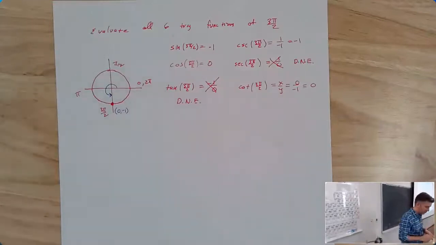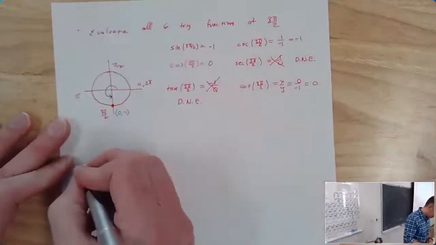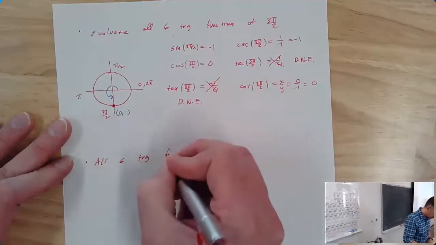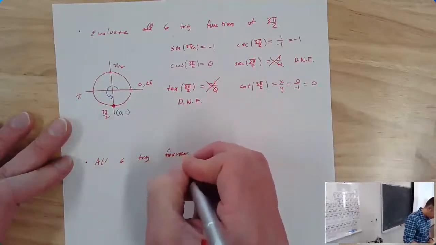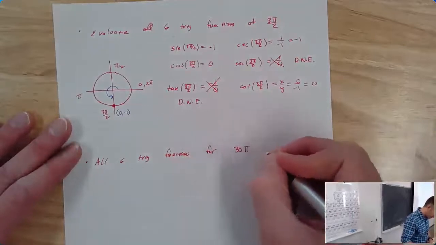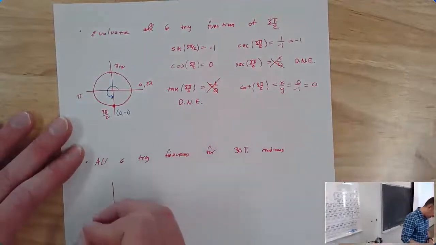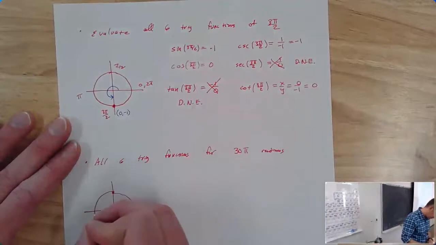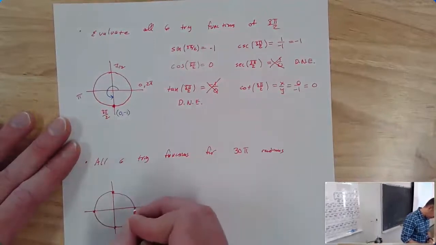Let's look at another example. Same thing. All 6 trig functions for 30 pi radians. Okay, 30 pi. So let me ask all of you, are we at the top, the bottom, the left, or the right?